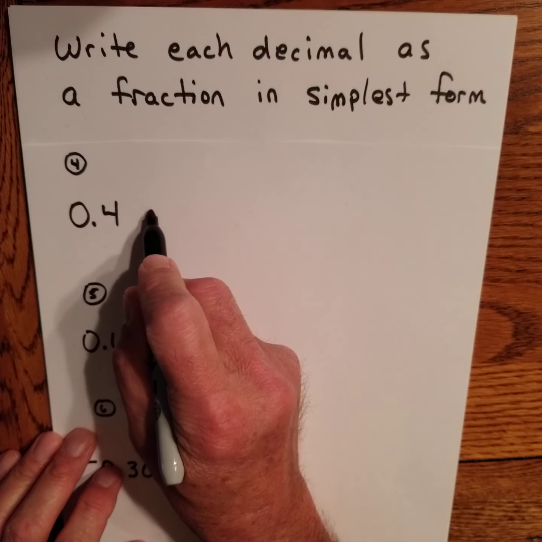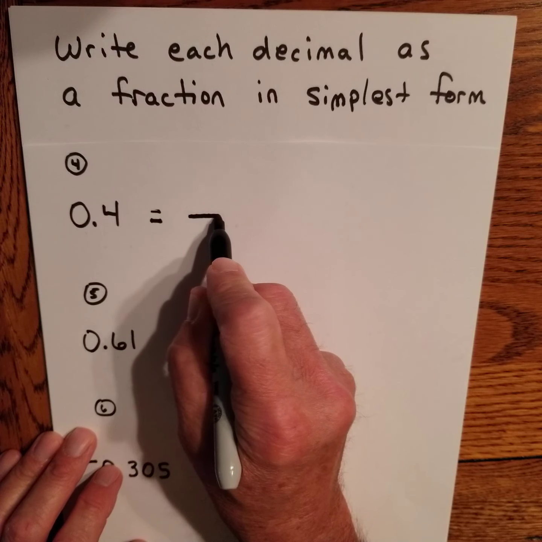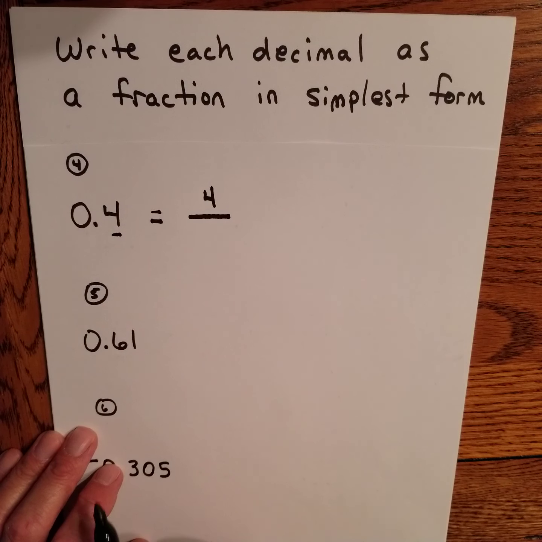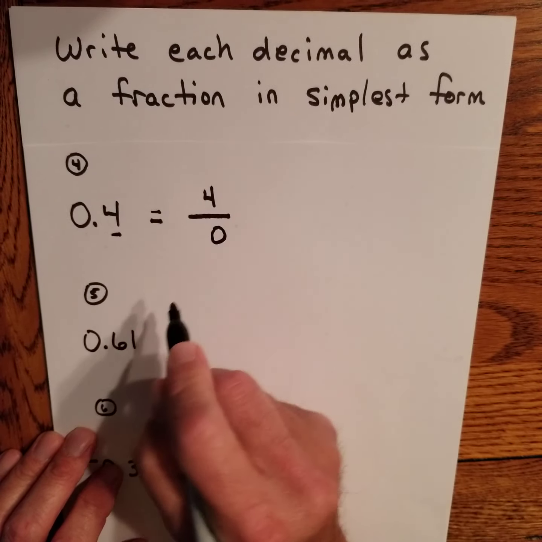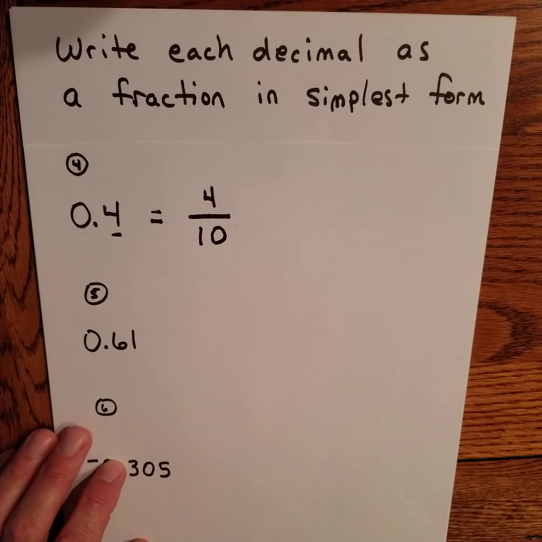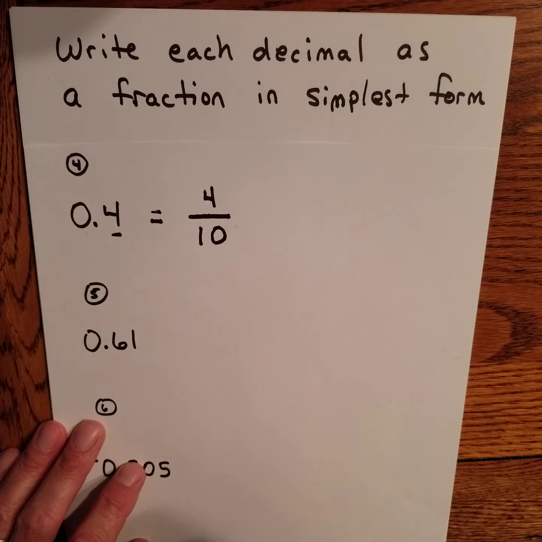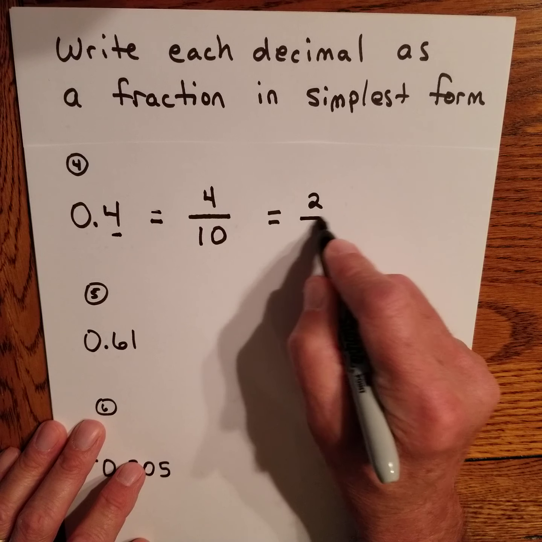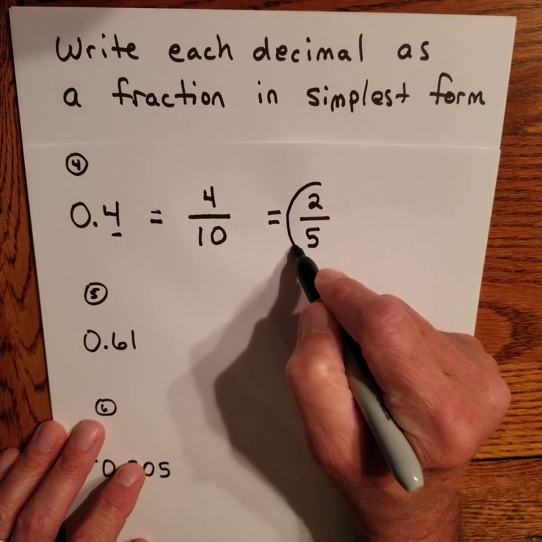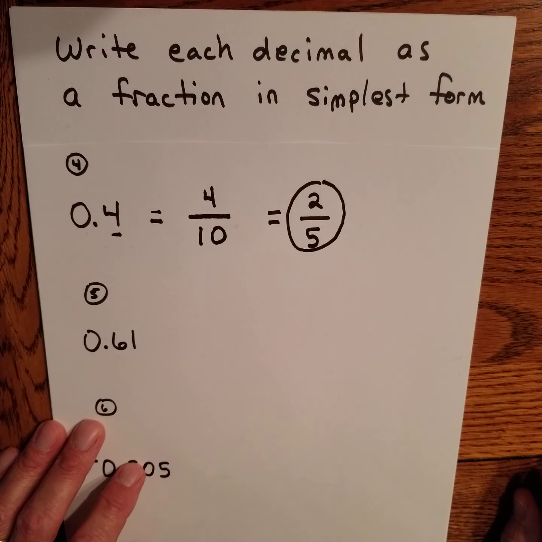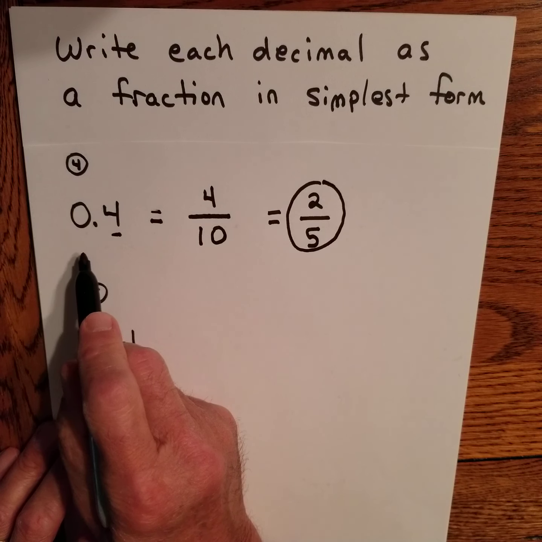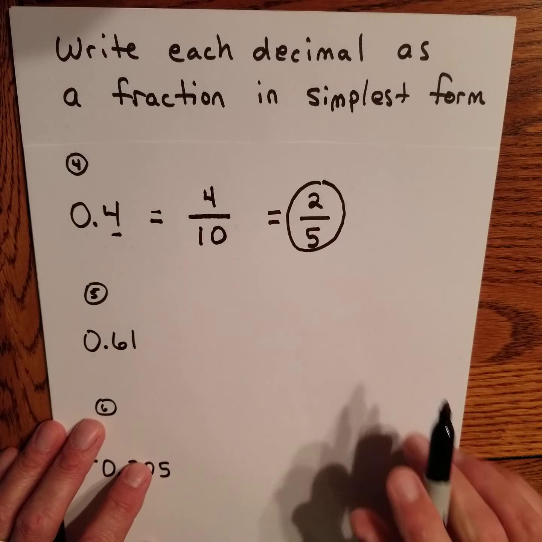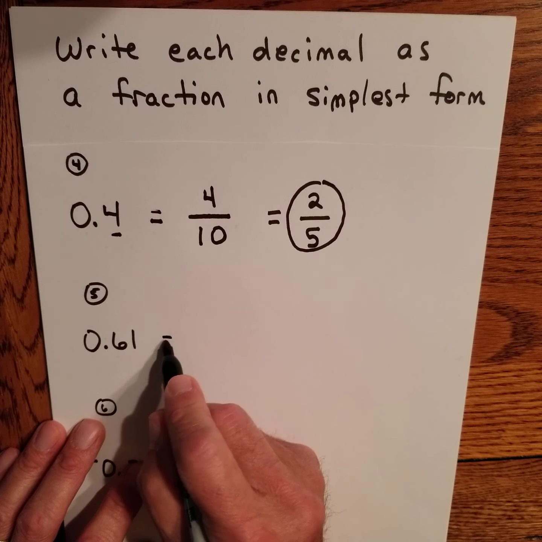To change 0.4 into a fraction, put the 4 in the numerator. I see that there's one place value to the right of the decimal point, so 1 zero in my answer. 0.4 is the same as 4/10. Now reduce. I can divide by 2 and divide by 2. Best answer. This is the way I want you to show your work on your homework. Write the problem down, change it to a fraction, then reduce. Show all three parts.